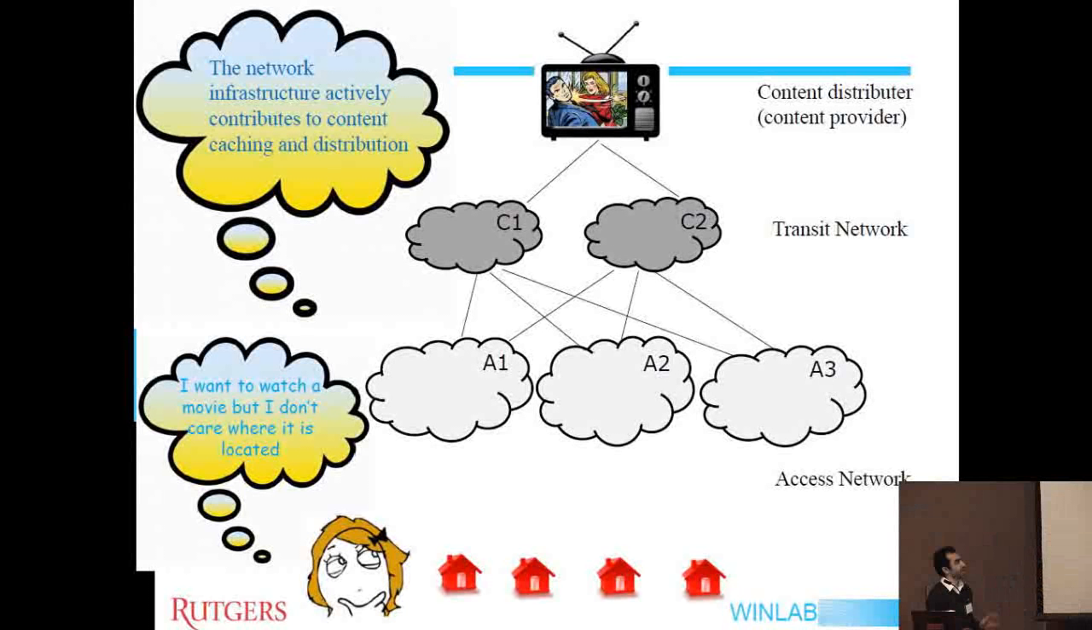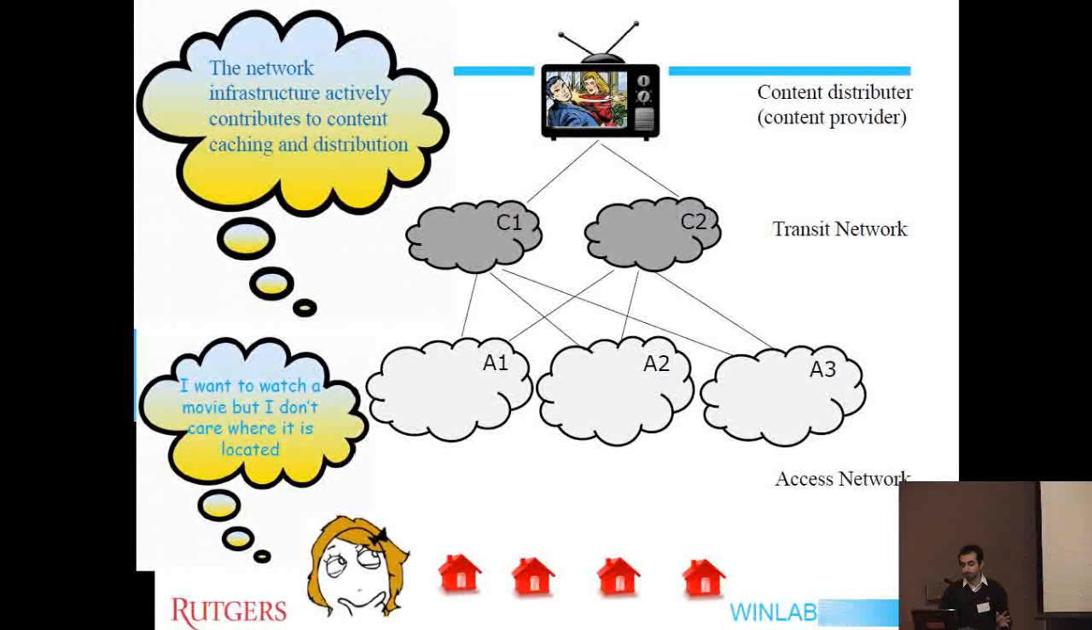For example, if one user under the access ICN A3 asks for some content, and A3 doesn't have this content, A1 should be able to somehow distribute its content to A3, and then A3 delivers it to the users.